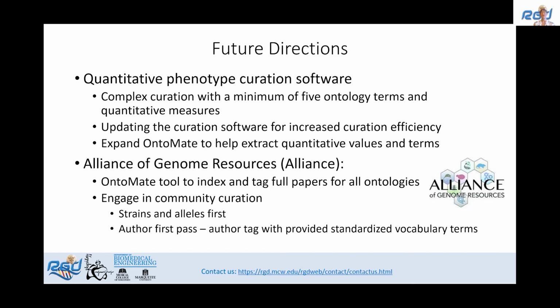And another thing that we'd like to learn from, as Dr. Sternberg was talking about, is engaging community in our curation processes. So we've done a pretty good job with strains and alleles, but we're looking forward to continuing to work with the group at the Alliance to include potentially author first pass, where, as Dr. Sternberg talked about, authors tag with the provided standardized vocabulary terms. We'd also be interested in learning more about improved text mining algorithms.